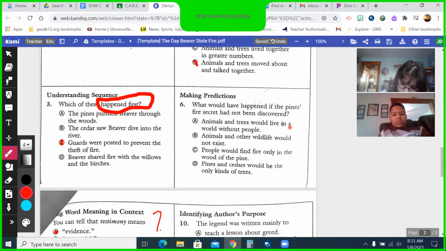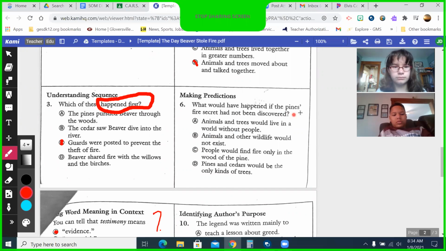All right, number 6. What would have happened if the Pines fire secret had not been discovered? I got to tell you, this is a bad question. It's not a bad question. There's bad choices, and this is the one that made me go check the teacher answer sheet, because I came up with 2 different answers. So I want to look at all the choices. Put your hand down and rest for a minute.